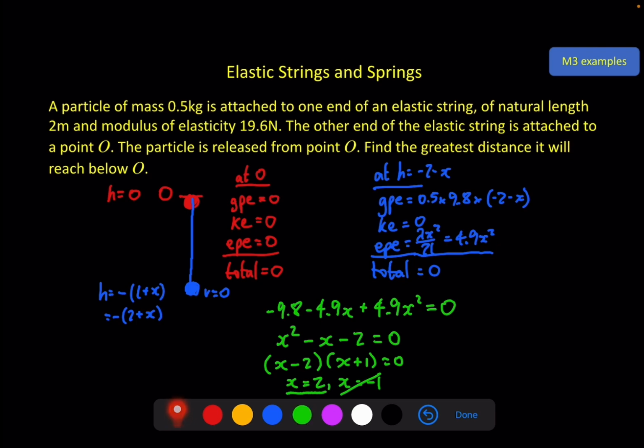Returning to the question then, to make sure we answer exactly what it's asking, the greatest distance below O is the natural length plus the extension. The natural length is 2, the extension is 2, so the final answer, the distance, is 2 plus x, 4 meters below O.